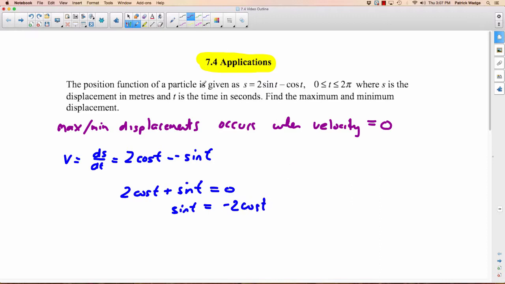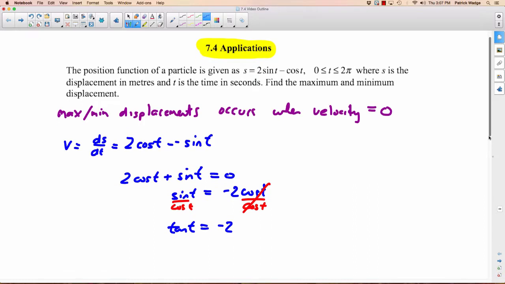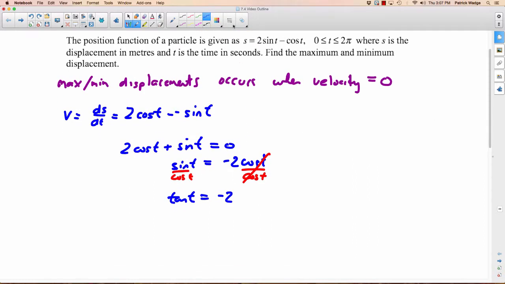Let's divide both sides by cosine t. So when you do that on the right hand side, these will cancel. You're left with sine over cos, which is the same as tan. Tan t equals negative 2. Now, I know what you want to do right now, and you could do this. You could take inverse tan and you'll get some crazy decimal answer for your degrees. But I want to show you how you don't actually have to figure out t. What you can do is just take tan t into account.